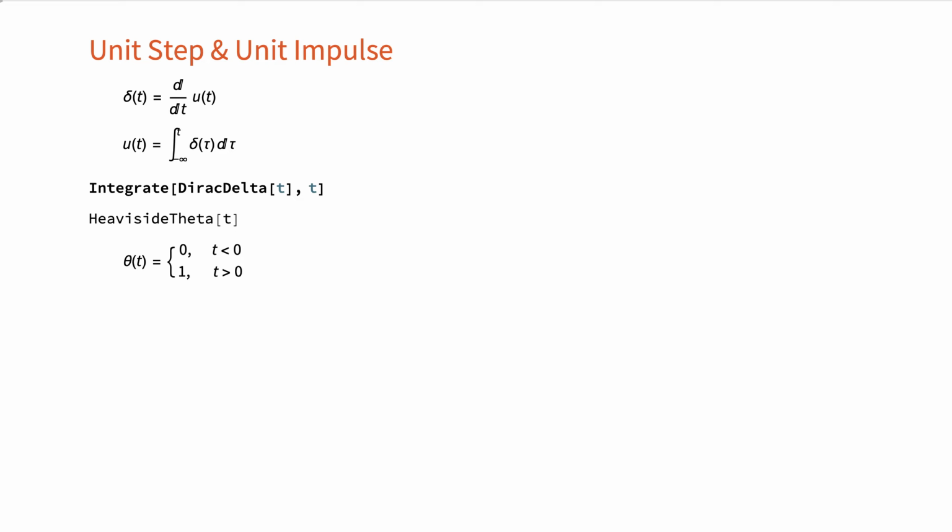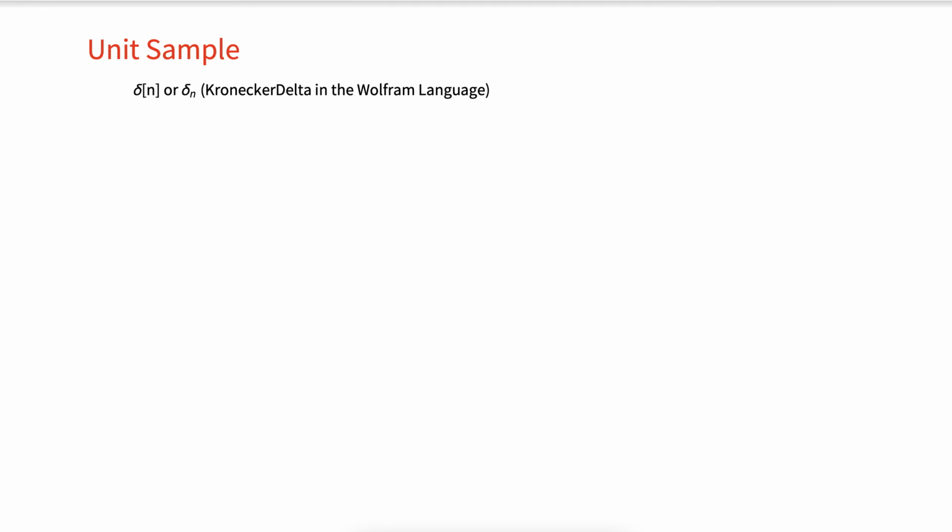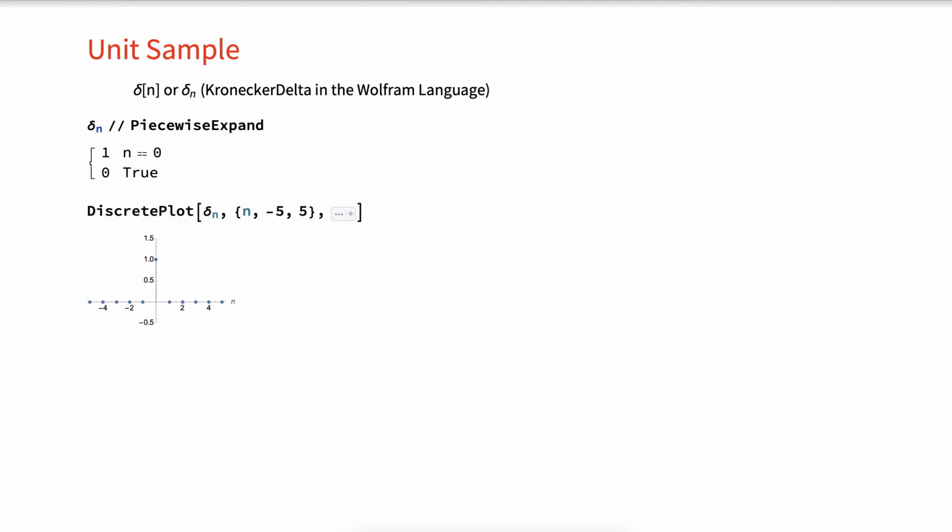In discrete time, the unit step u of n is defined as 1 for integer values of n that are greater than or equal to 0, and it is 0 elsewhere. You can see these values in the plot of the function as well. The unit sample, delta n, or delta sub n, also known as Kronecker delta in the Wolfram language, is defined as 1 at n equal to 0, and it's 0 elsewhere. Plotting the sequence shows these values. The only non-zero value is at n equal to 0.